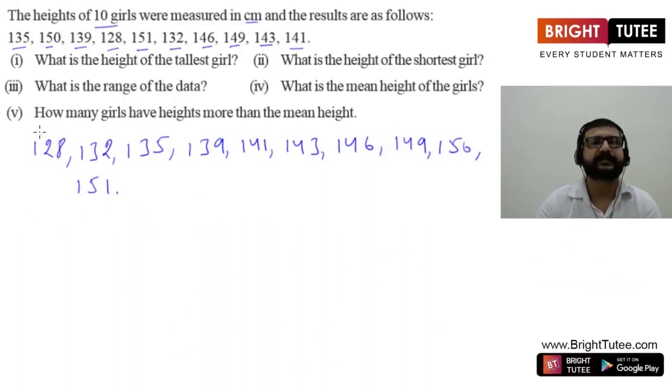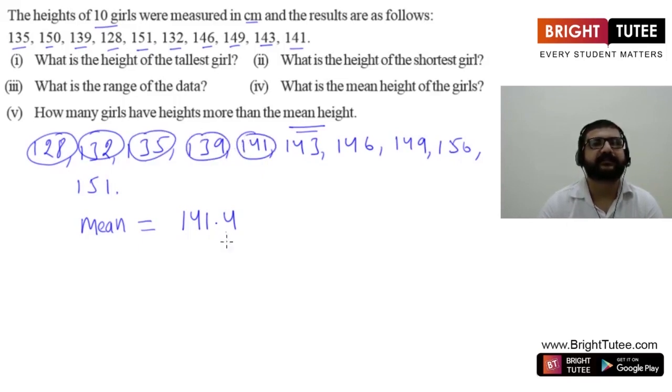Now let's see the last part of the question. It is, how many girls have heights more than the mean height? Now as we have seen, the mean of the data was 141.4. So the number of values or the heights which are less than 141.4 are 1, 2, 3, 4 and 5. So the answer for this question will be 5.